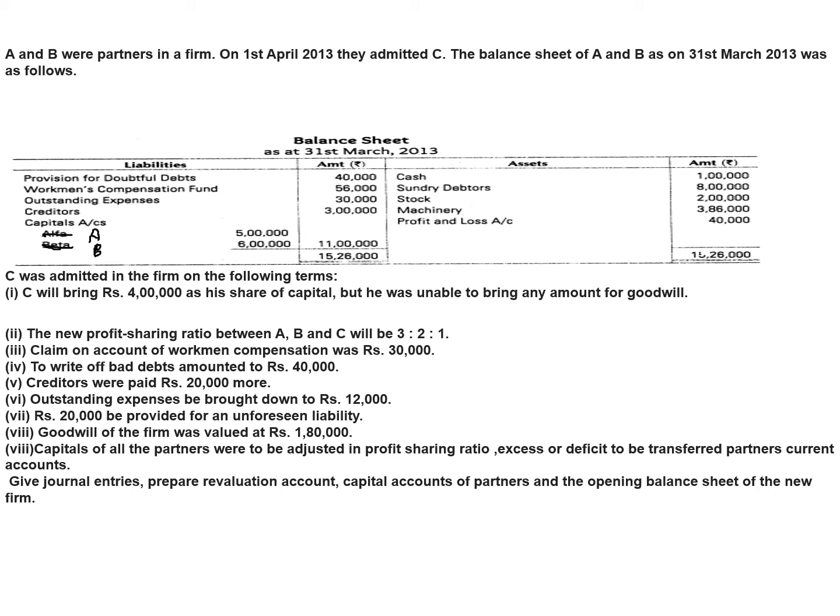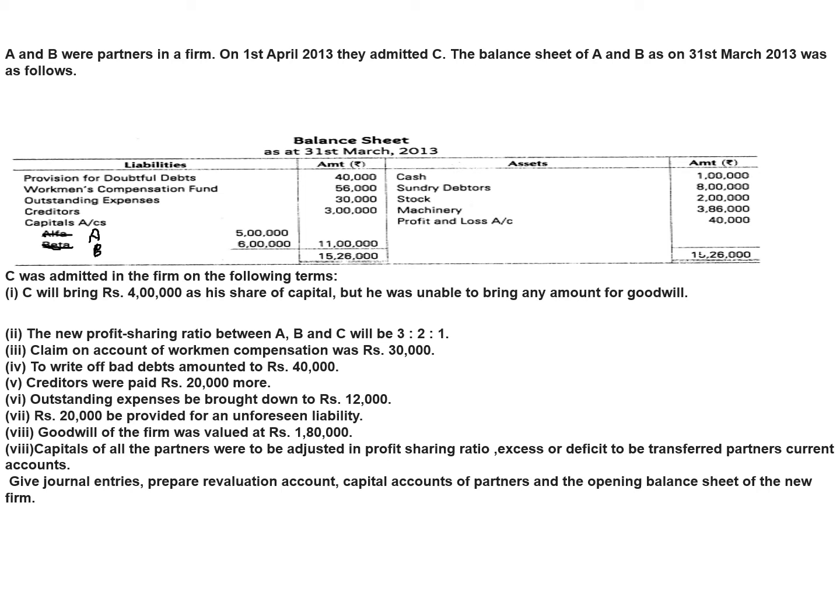Now we are to find out the total capital. C has come for 1/6 share, 3 plus 2 plus 1, and he has paid rupees 4 lakh as his capital. For 1/6 it is 4 lakh. The total capital should be 4 lakh into 6 upon 1, that is 24 lakh.